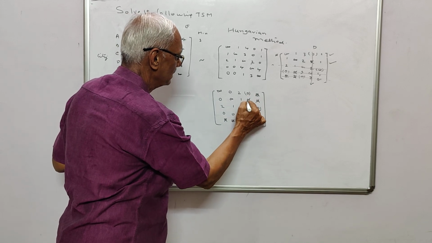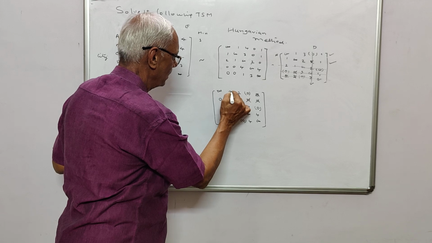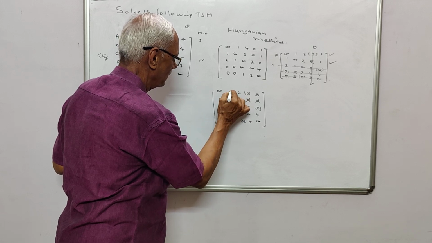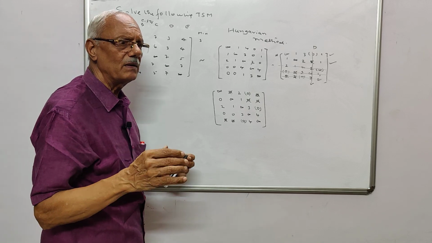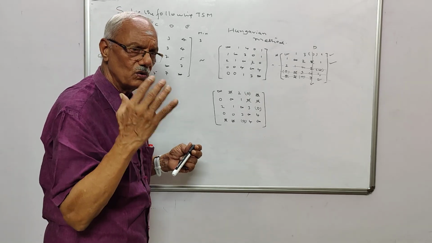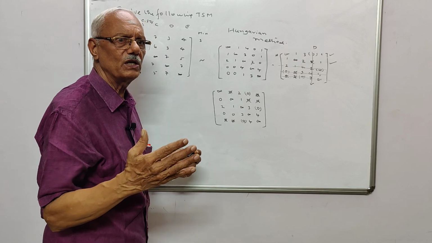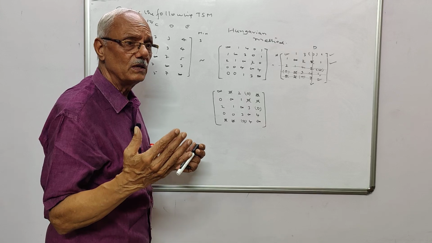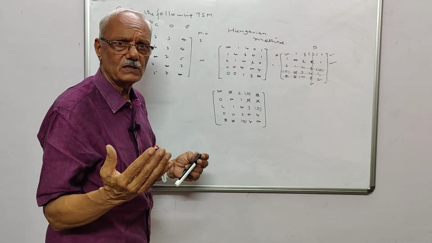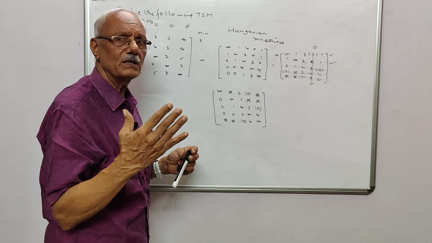When you mark this, mark this thing. When you assign this, can you understand how I have done this? Because there are 2 zeros in a row and 2 zeros in a column, I am not able to be sure which one has to be marked, which one has to be assigned. So I am in a confusion.